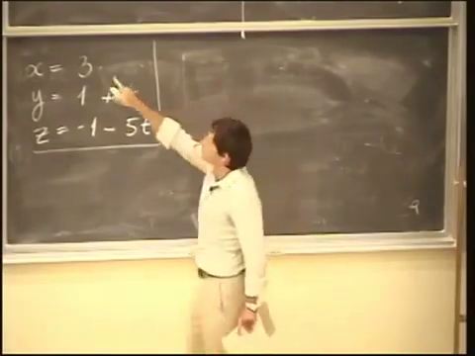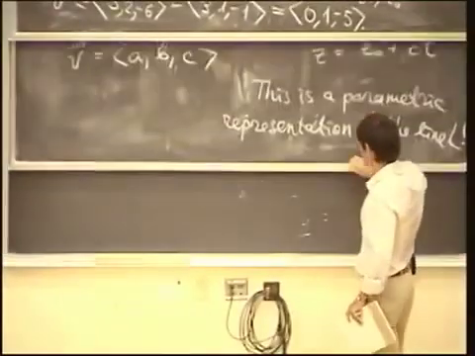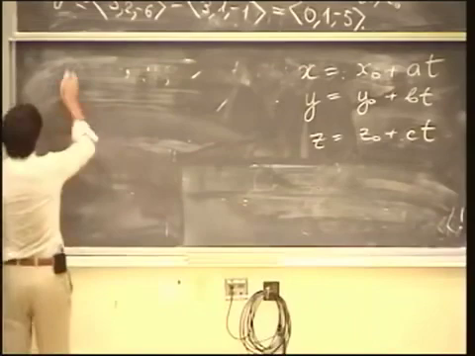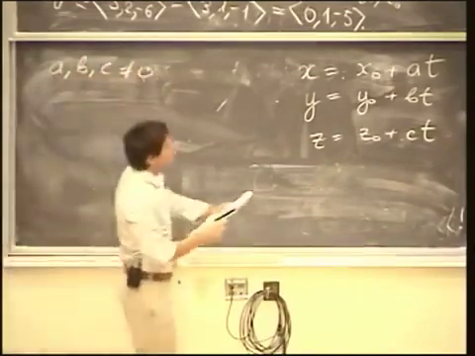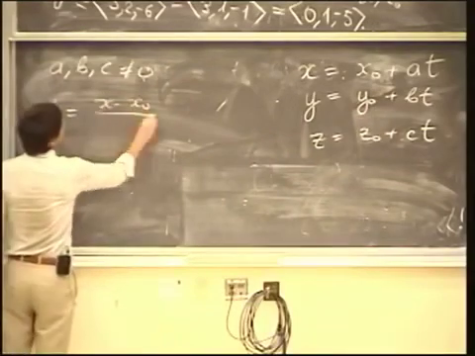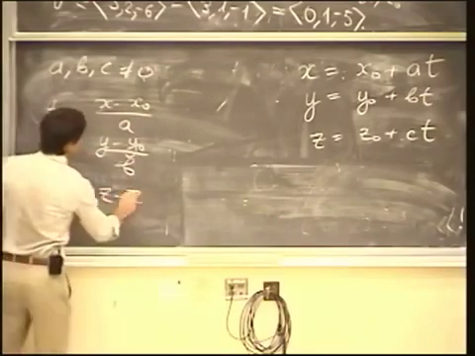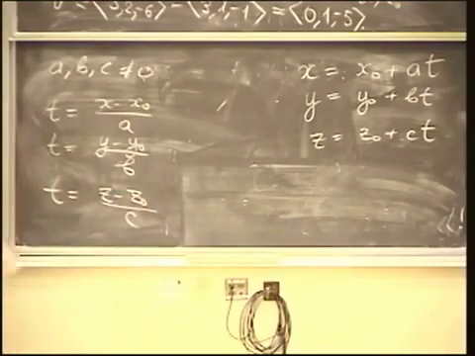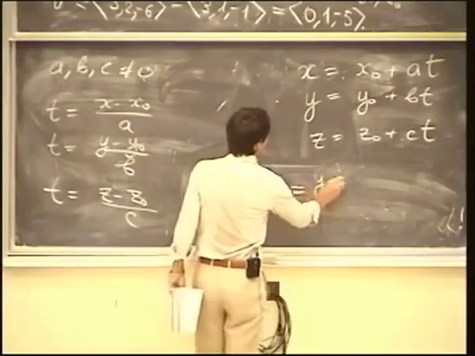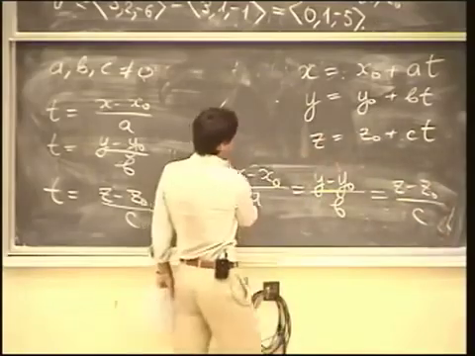Now there is another way to write the equation of a line. In general, we're going to have this formula, right? So let's focus on this formula. Suppose that a, b, and c are all non-zero. Then we can express t from each of these formulas by dividing by a, b, and c. So t is equal to (x minus x0) over a, t is (y minus y0) over b, and t is also (z minus z0) over c. But it's all the same t. So we could write the following: (x minus x0) divided by a is equal to (y minus y0) divided by b equals (z minus z0) divided by c. So that's another way to represent a line.